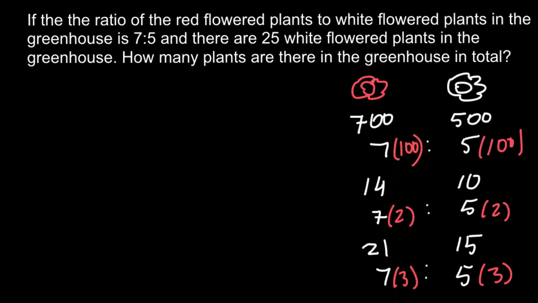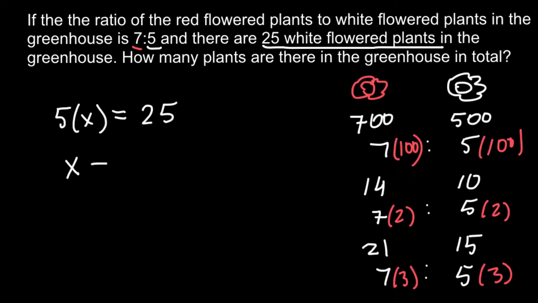So let's now return to our problem. We are told that we have 25 white flowered plants and the ratio is 7 to 5. So once again we can say that 5x, we don't know the constant of the ratio, would equal 25. So if we leave x on the left side, we are going to get 25 divided by 5, so x would equal 5. So the constant of the ratio would be 5.